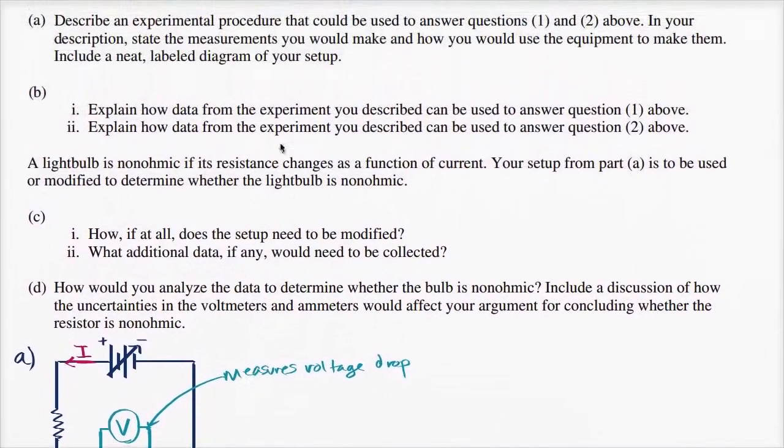So they say, describe an experimental procedure that could be used to answer questions 1 and 2 above. In your description, state the measurements you would make and how you would use equipment to make them. Include a neat labeled diagram of your setup.